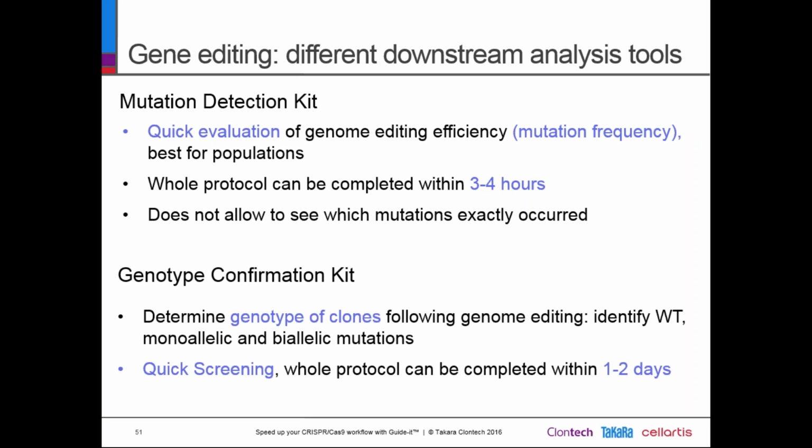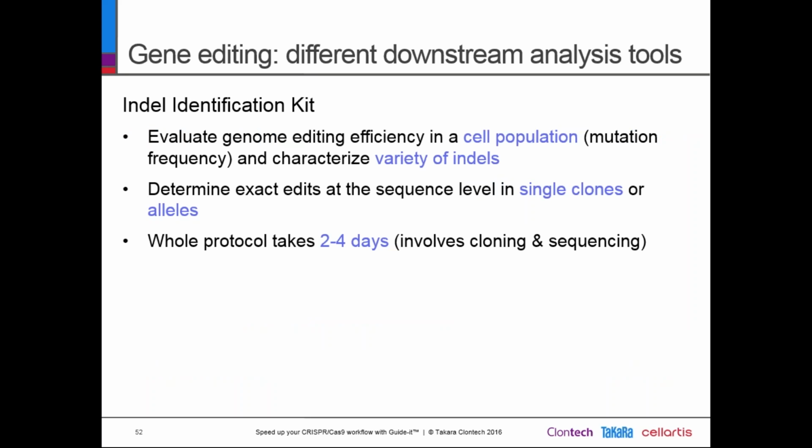The second kit I presented is the genotype confirmation kit, and this one is only for single clones, and you can quickly distinguish wild type from clones carrying monoallelic and clones carrying biallelic mutations. It's also quite quick screening. I would say the whole protocol can be completed within 1 to 2 days, and this kit is really good if you don't have time to sequence all of your clones, to sort out the ones that are not worth being sequenced. And then the last kit is the indel identification kit.